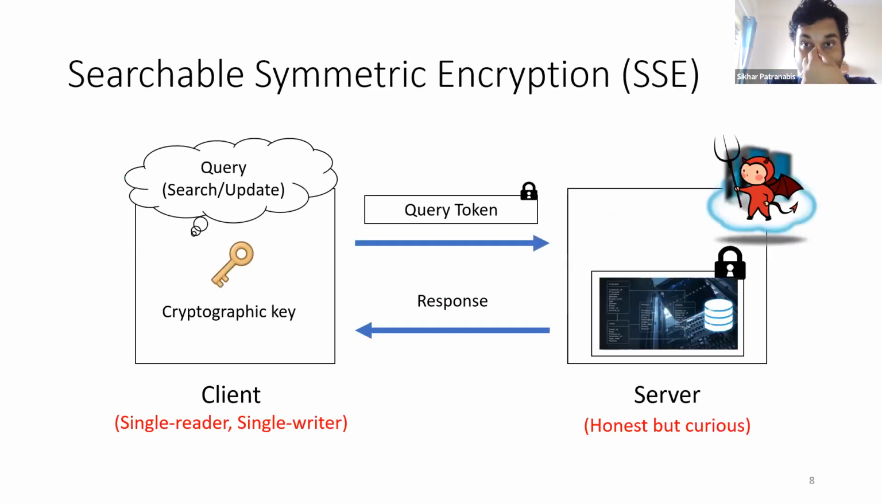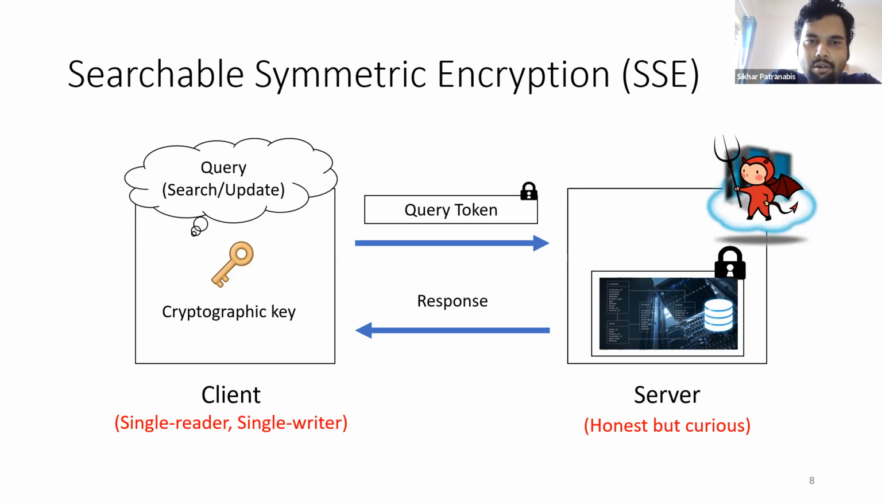So here's a very brief one-slide summary of SSE. I'm not going to go into any formal definitions, for which I would refer you to the paper and also to the rich body of work on SSE. So at a very high level, we have a client, which is the owner of the data. And for simplicity in this presentation, I'll assume a single reader, single writer setting, where the client is the only entity which can actually issue queries on this data. Of course, SSE can be generalized to other settings, such as the single writer multi-reader setting, where there's a single data owner, but many other clients are allowed to issue queries. But I'll not go into that setting for this talk for simplicity.